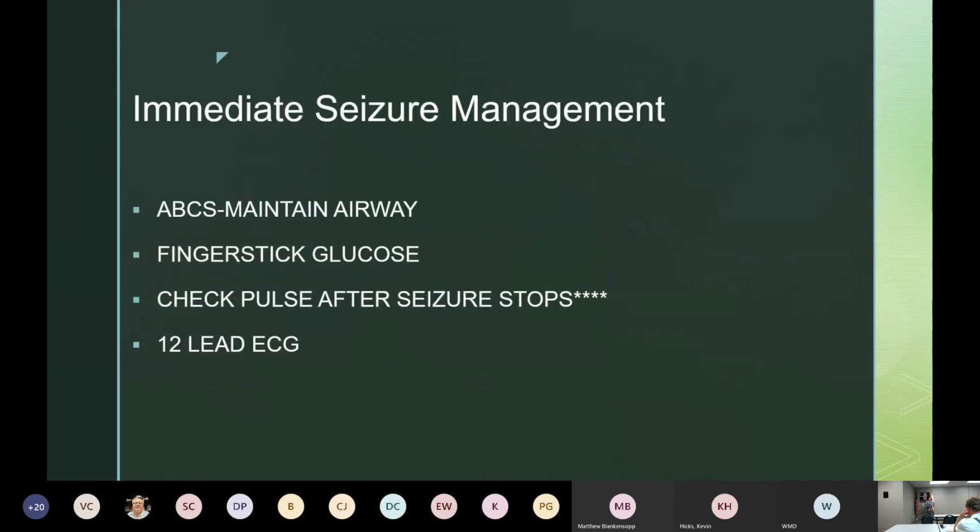So immediate seizure management, of course, it's what y'all are all great at. ABCs, maintaining airway, finger stick glucose, like we've already talked about. The teaching is to turn the patient on the side, so there's not a lot of aspiration, if at all possible. If the patient had a history of trauma, it's good to remember your C-spine precautions. Suction if needed, if there's airway compromise or the patient's actively vomiting.